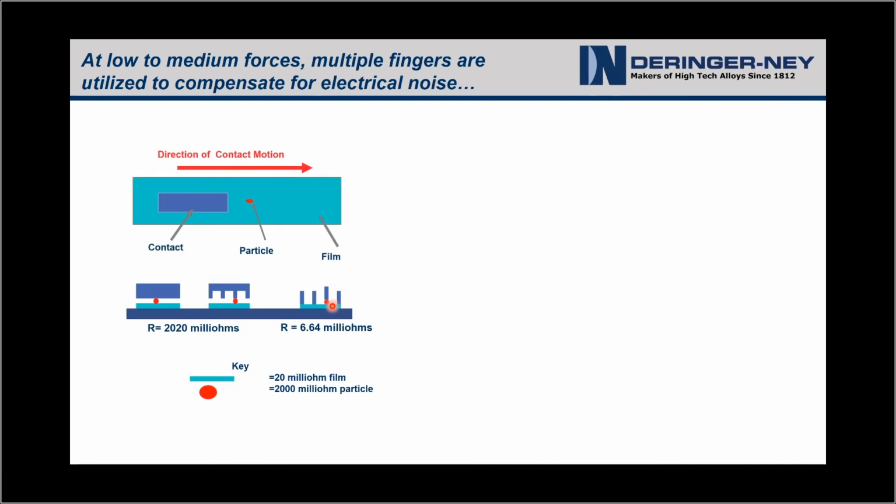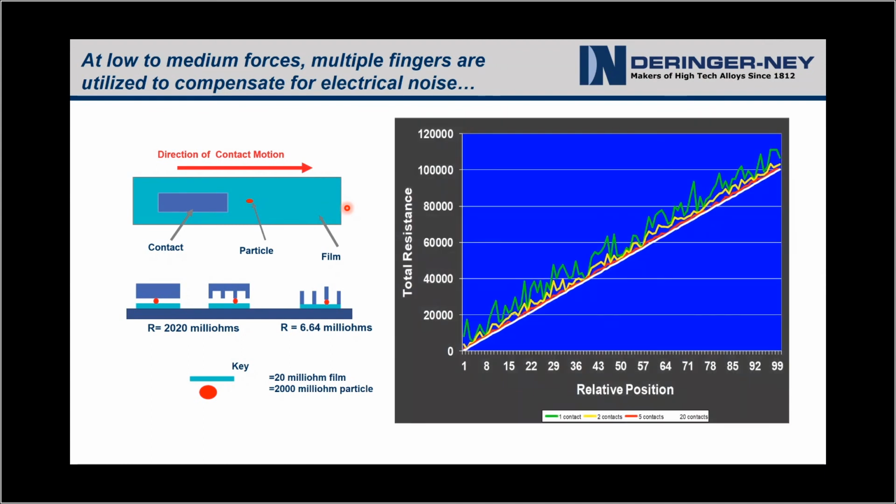All right, so now if we build, let's call this a sliding contact, and we want to look at noise. So we're going to take this model, and now this model is going to run where your contact moves over the resistive track. And we're going to have resistance increasing from left to right. And we're going to look at different numbers of fingers. And you see that the green line for one contact finger hits some randomly distributed field of particles, and you have a fairly noisy curve.